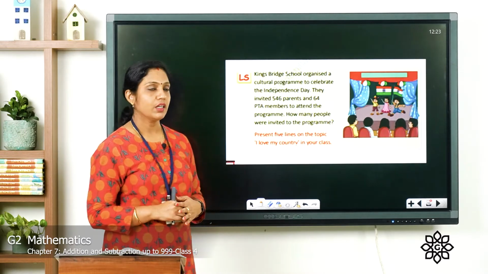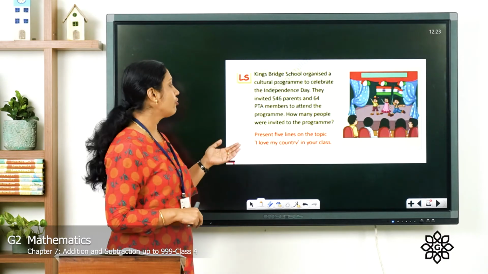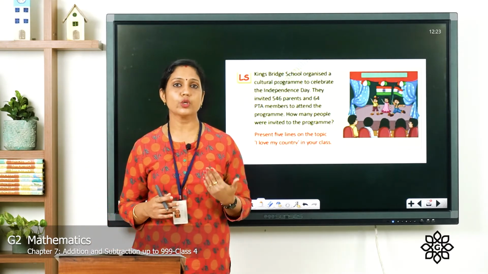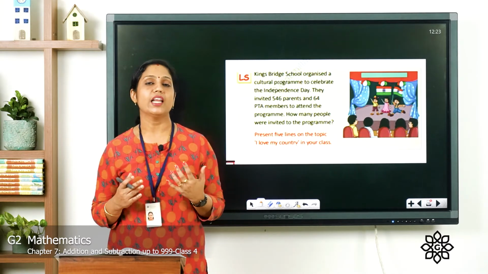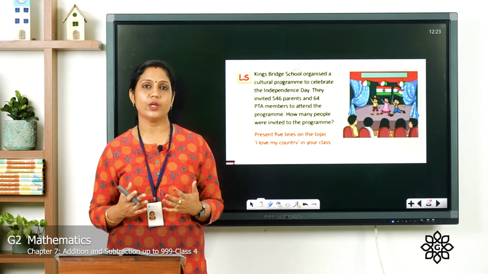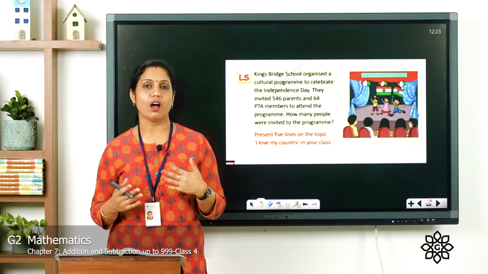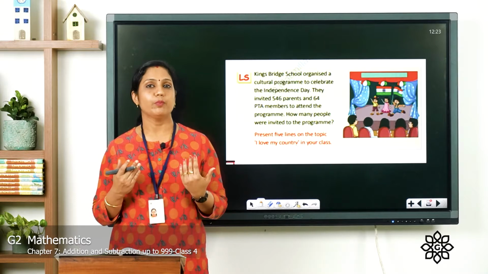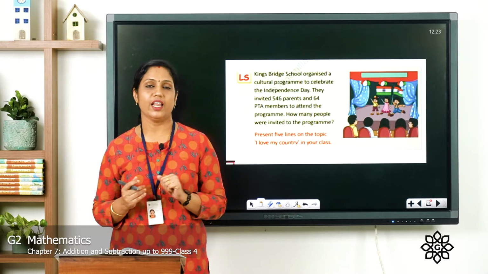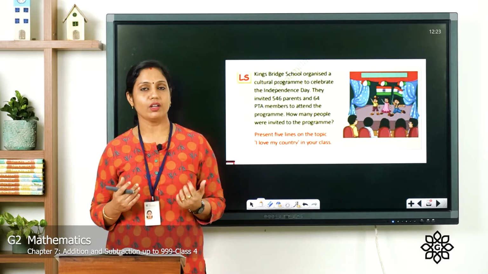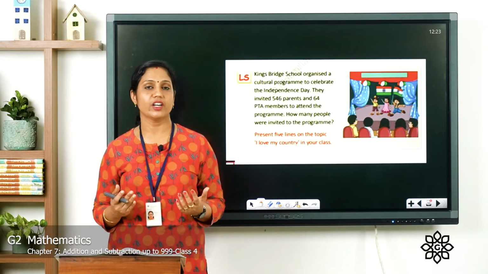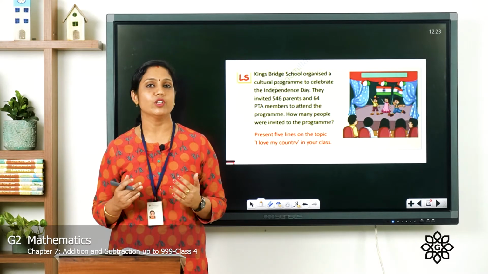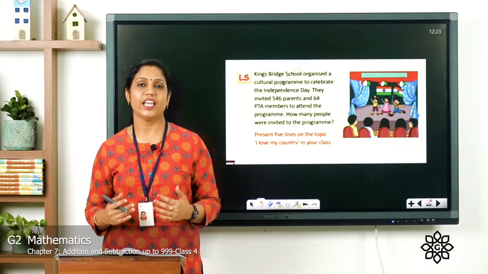So this is the question. Below that you can see, present 5 lines on the topic, I love my country in your class. So you have to write 5 lines about I love my country. Do you know which country you live in? We live in India. So our country is India, and you know there are 29 states in India and people speak different languages in India. So we should be proud of our country. There are different cultures and different religions in our country. So we should always respect our motherland, and we should always be proud to say that we are Indian.